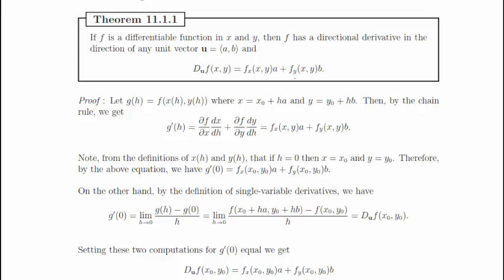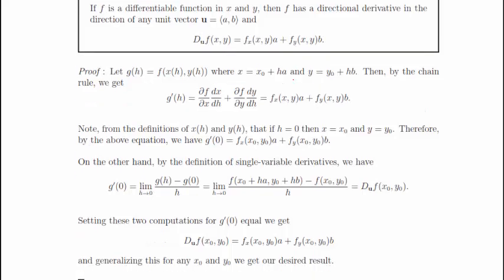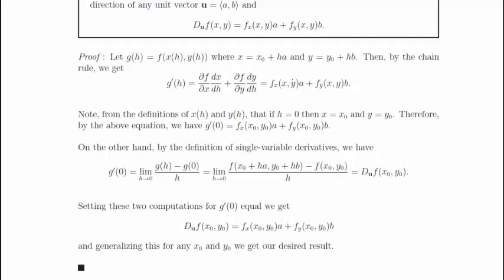So we've been using this formula on the last two problems. We just want to prove that this formula does in fact give us the change in z in that direction like we want it to. So we're going to start by letting, it's going to be a little bit weird, g of h equal f of x of h comma y of h. So remember, we had initially f of x comma y equals z.